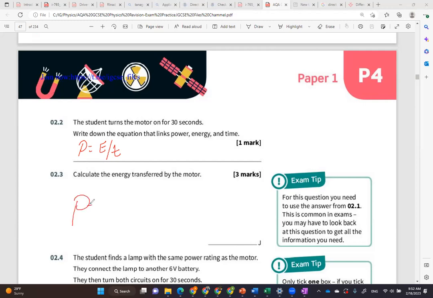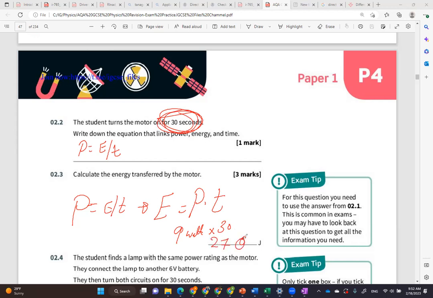Calculate the energy transferred by the motor. So P equals E over T. If I need E, I'm going to multiply power by T. I just rearranged the equation. The power is 9 watts. What is the time? 30. So you multiply 30 by 9, which is 270 joules.